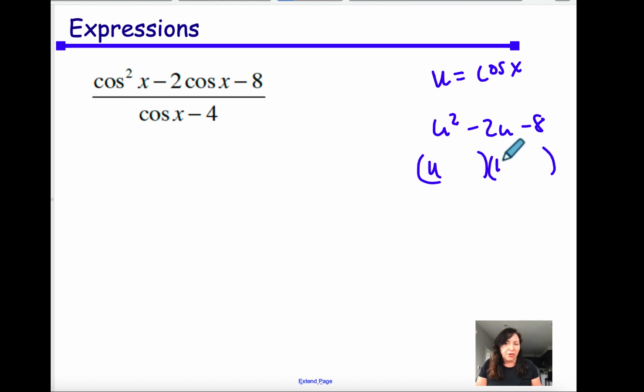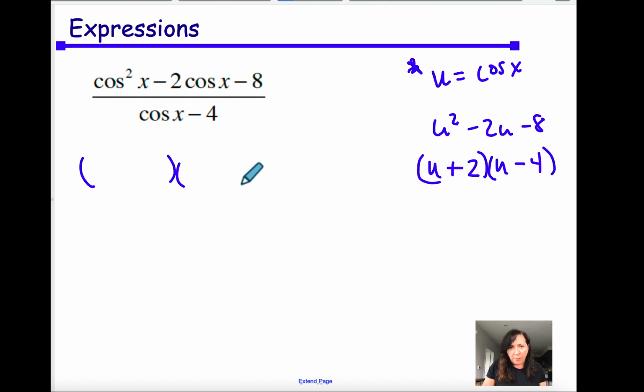And so go, oh, u times u is u squared. What times what is negative 8? Well, it's got to be a plus and a minus that's going to add up to be negative 2. So this one is going to be 4 and 2. So negative 4 and positive 2, negative 4 add 2 is negative 2. So that's what I would do. And then I would plug back in my u substitution. But you don't have to do that.